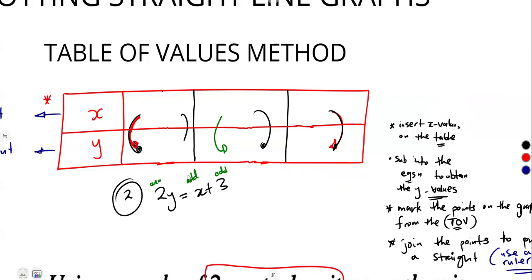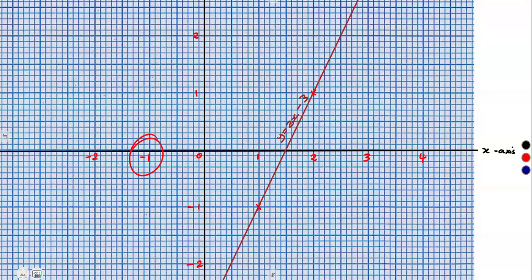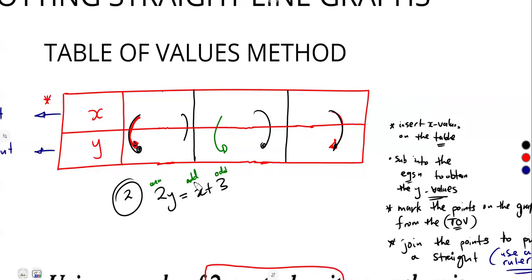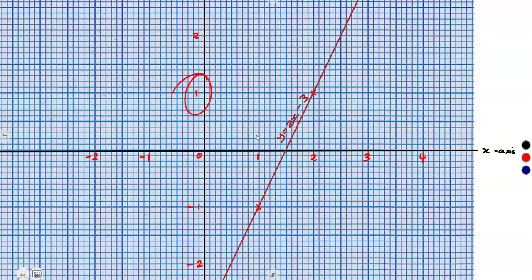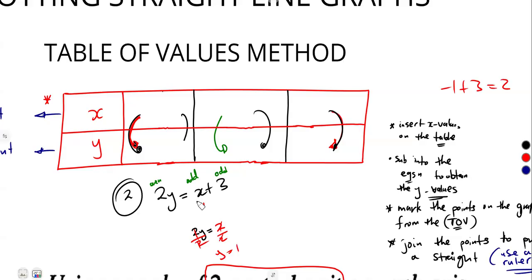So meaning to say, let us try odd numbers, -1. Let's try -1 in place of x. If you put -1, it's going to be 2y is equal to -1 plus 3. -1 plus 3 is going to give us 2. So that's 2 here, then divide by 2. So y is equal to 1. We have this value on the output values, so that is okay. When x is -1, y is going to give us +1.